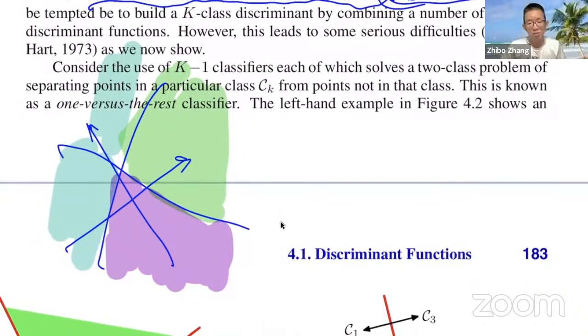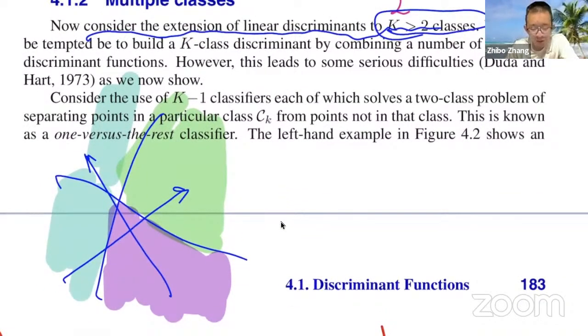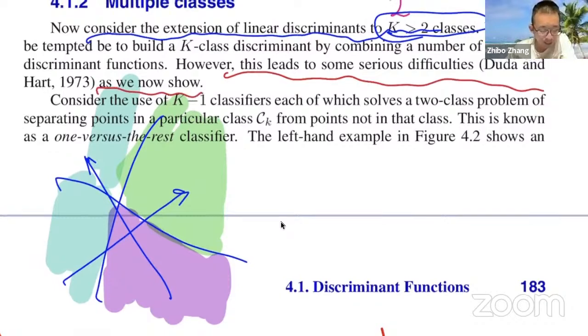So basically, if you have two-class discriminant functions, then you may get a couple more categories, or divided parts, in the input space. However, the author mentioned that if you do this, this can lead to some serious difficulties, as we now show. Why is that?